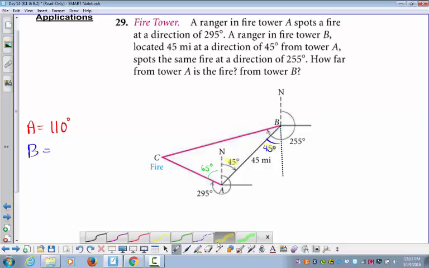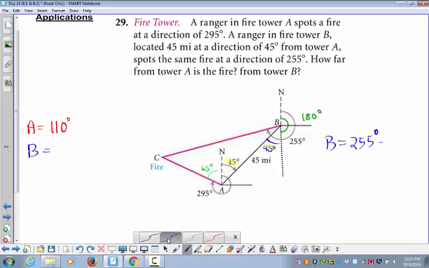This part right here is a straight angle. That's 180 degrees. So we will get angle B if we take 255 and subtract off 180 and then subtract off 45. That will give it to us. Can you see that from the picture? So 255 minus 180 minus 45, that will give us what's left right in there. And so that's 30 degrees. Is everybody okay with that?